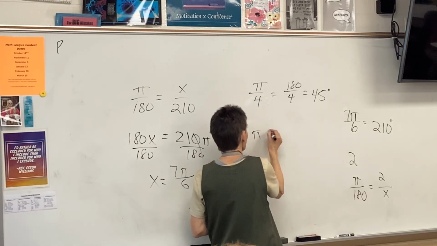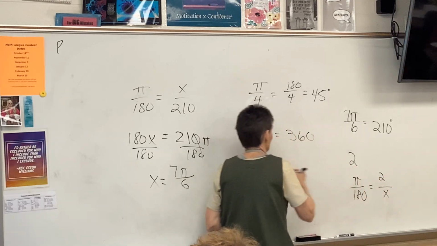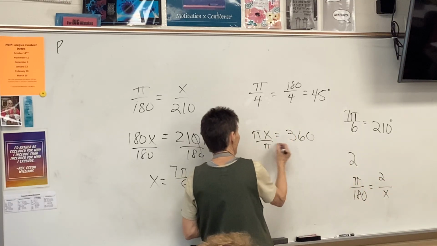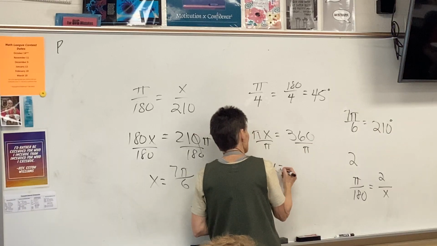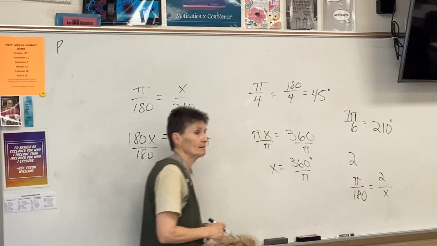So pi x equals 360, cross multiply, and divide by pi, you're solving for x. So it's 360 divided by pi degrees.